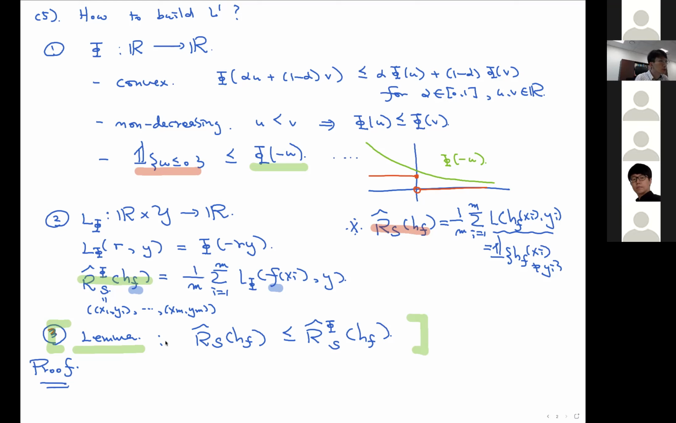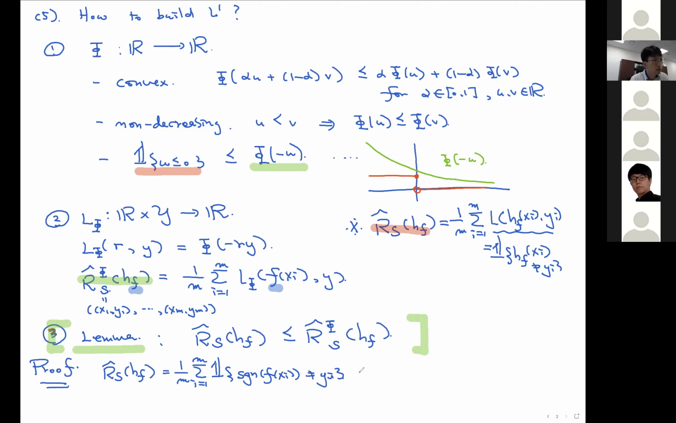Okay, so let me show you the proof. Actually, the proof is quite easy. We just do the calculations. Our empirical R-hat S of h of f is defined by 1 over m, summation i equals 1 through m. Using L, we expand the definition of L, written like this. And also expand the definition of h sub f, which is the sign of f of xi is not equal to yi.